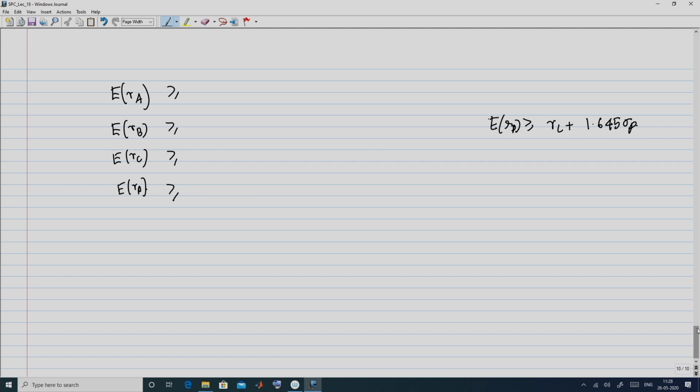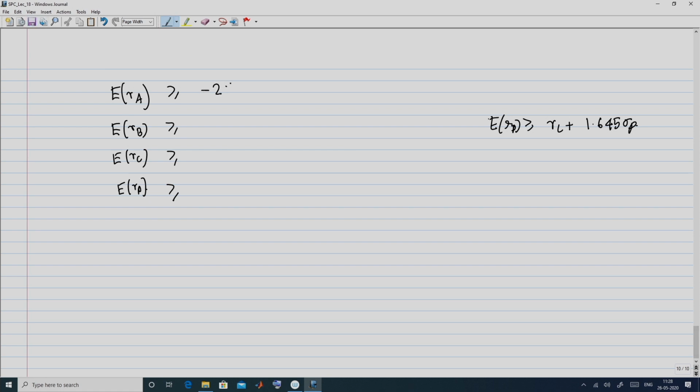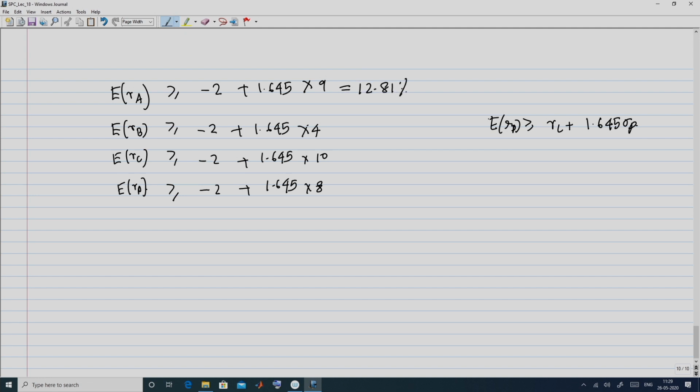So what is the RL? RL I have already specified is going to be minus 2%. So this is pre-specified. Let me put minus 2, minus 2, minus 2, minus 2, plus 1.645, plus 1.645, plus 1.645, plus 1.645, into sigma p. So the sigmas were 9%, 4%, 10% and 8%. In the first case, this turns out to be equal to 12.81%. In the second case, 4.58%. In the third case, 14.45%. And the last one is 11.16%.